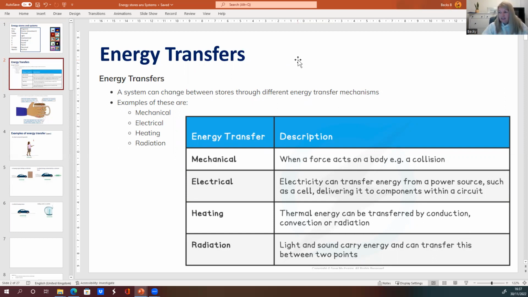I think electrical and heating are probably the two most straightforward. Heating is through things like conduction, convection, and radiation. And then we've got radiation in terms of sound that can carry energy from one place to another, and light. Those two are traveling from one place to another. So what we're going to look at is an example of each type of energy and transfer first, just to give you a real life example of them.